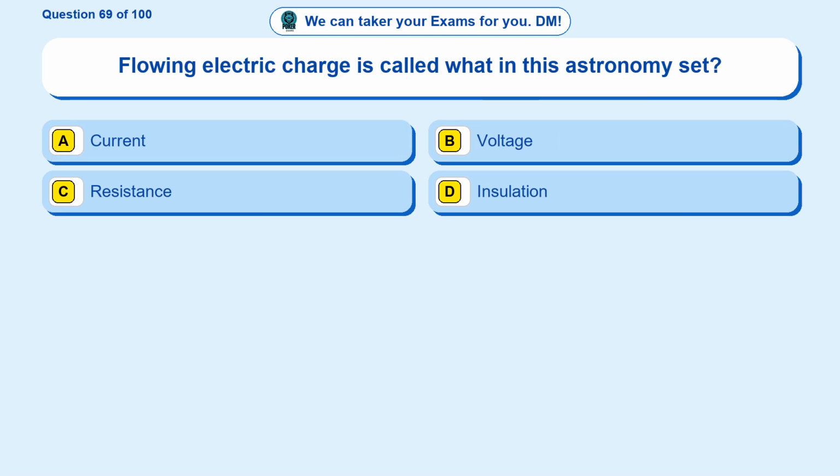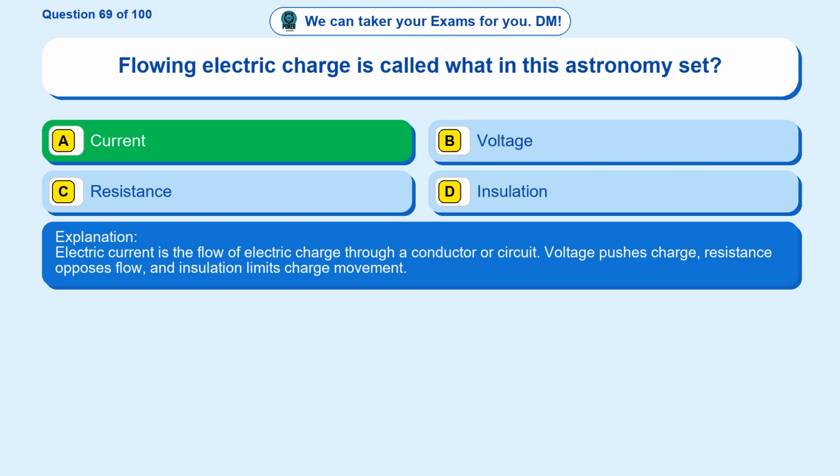Question 69. Flowing electric charge is called what in this astronomy set? Option A, current. Option B, voltage. Option C, resistance. Option D, insulation. The correct answer is option A. Current. Electric current is the flow of electric charge through a conductor or circuit. Voltage pushes charge, resistance opposes flow, and insulation limits charge movement.